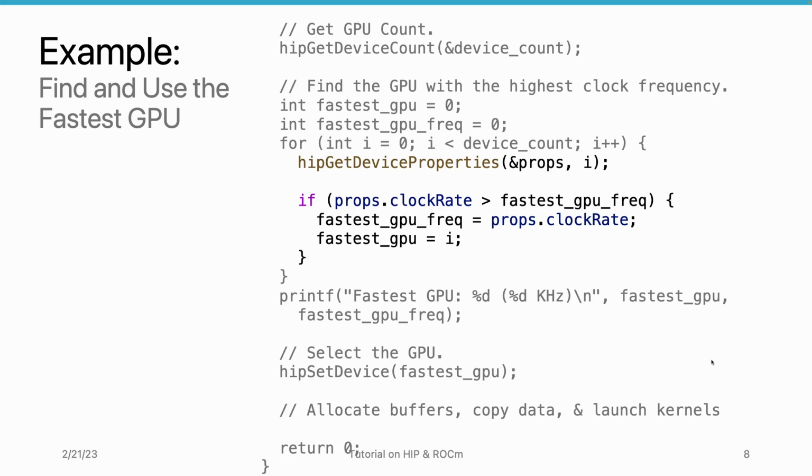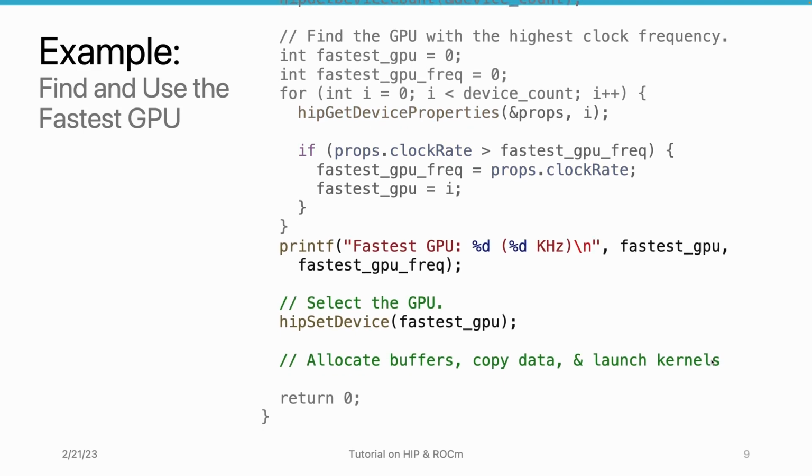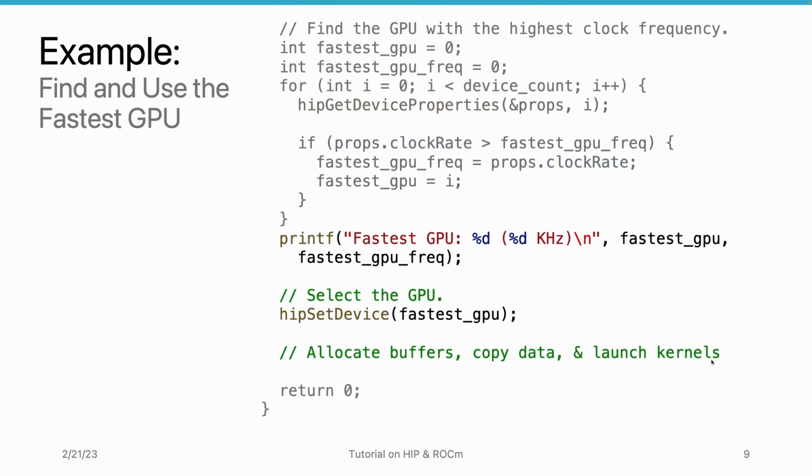Now we compare with the fastest GPU frequency. If this GPU has a faster frequency than all the GPUs that we have tested, we set this particular GPU to be the fastest GPU. Then after this loop, we should already have found the fastest GPU, and the fastest GPU ID is stored in this variable called fastestGPU. Other than printing the result, we can select the GPU to use. To select a particular GPU to use, we can call this function called hipSetDevice(fastestGPU).